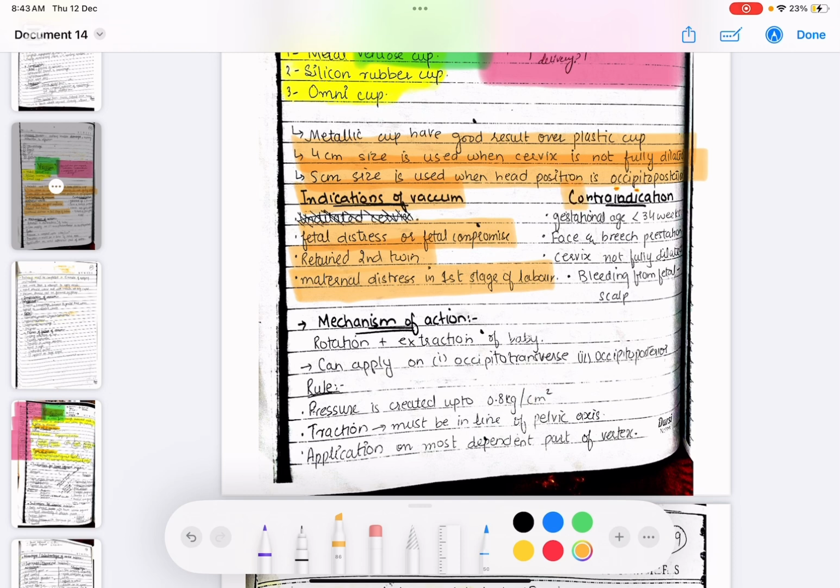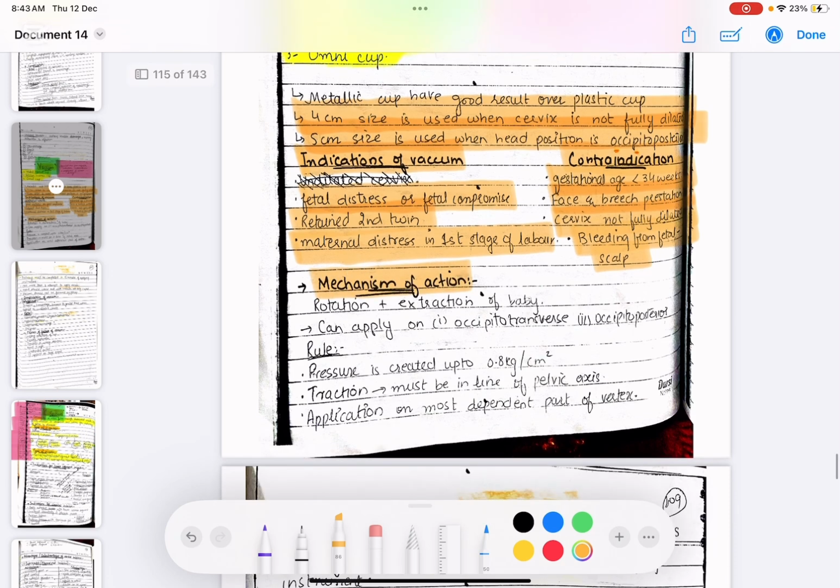The contraindications are that gestational age is less than 34 weeks, face and breech presentation, the cervix is not fully dilated, and bleeding from the fetal scalp is present. Now the mechanism of action is that rotation plus extraction of the baby is done, and it can be applied on the occipito-transverse and occipito-posterior position.